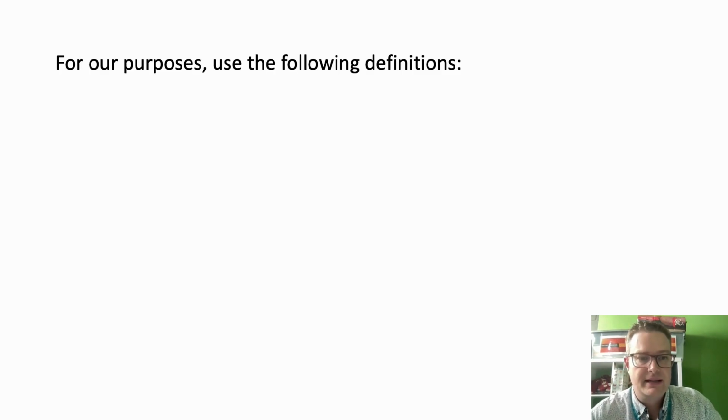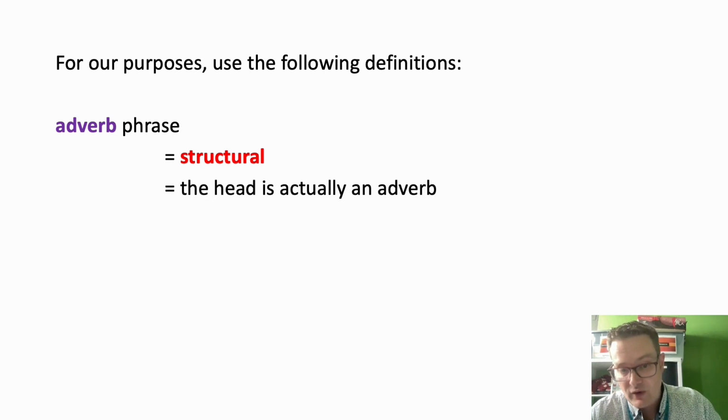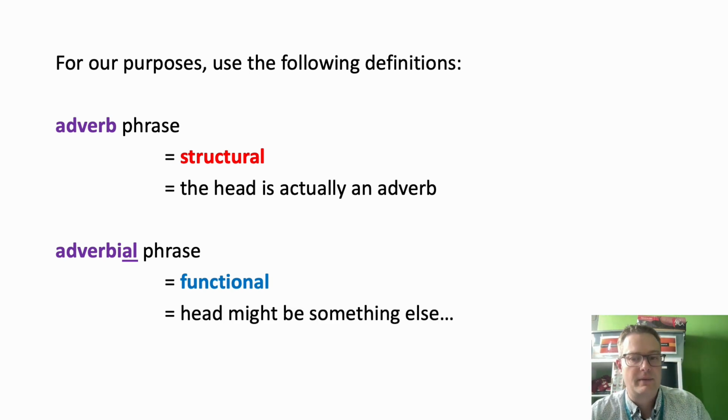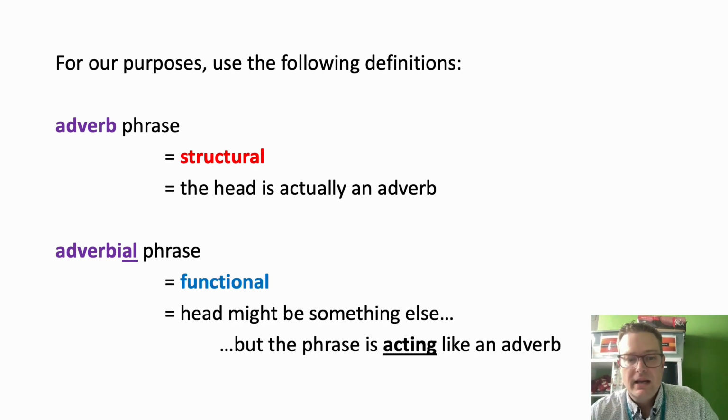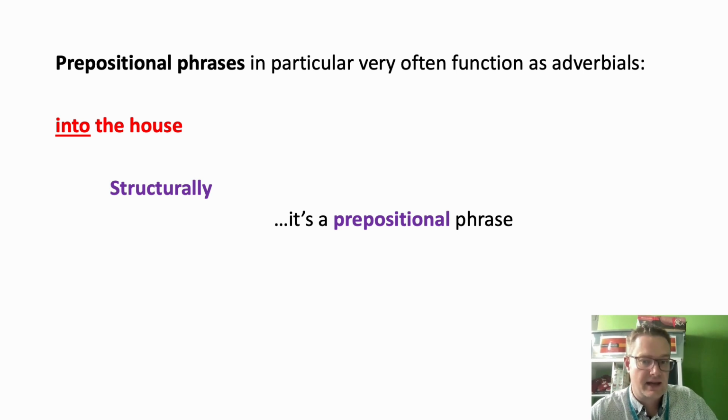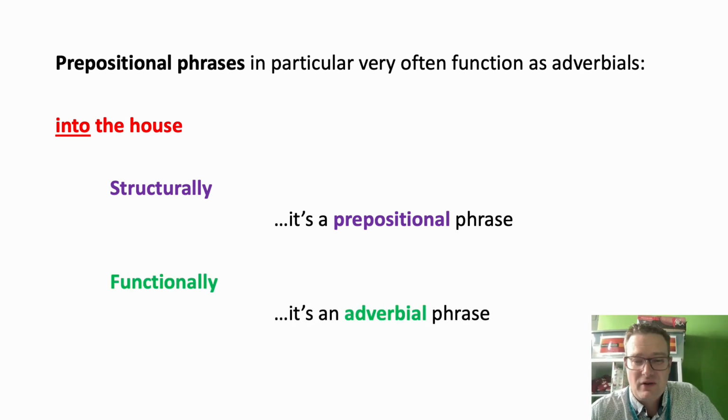There is a difference. Basically, an adverb phrase is a definition that the head of this phrase is actually an adverb. But when we say adverbial, that's a functional definition. So something that is an adverbial is something that's acting like an adverb, even though the head in this phrase might be something else. Particularly, prepositional phrases will often work as adverbials. So structurally, into the house is a prepositional phrase, the head is into. Functionally, it's an adverbial phrase because you're usually saying, I walk into the house, and the into the house is telling you about how you walked or where you walked.